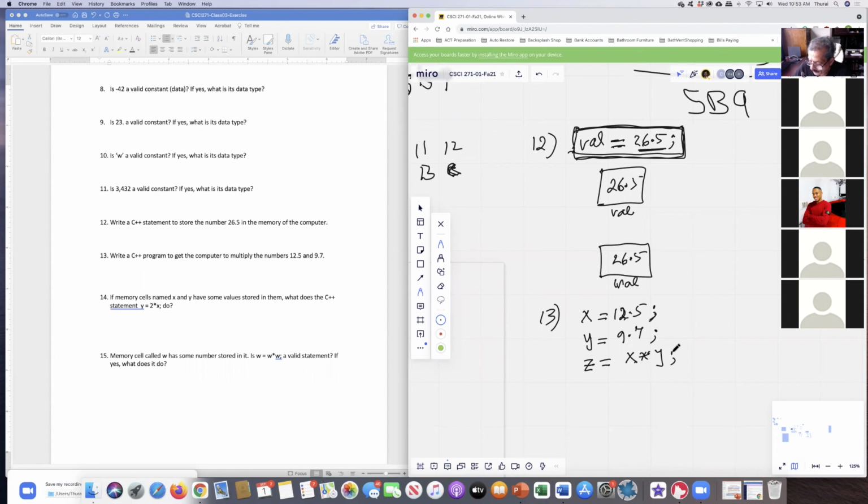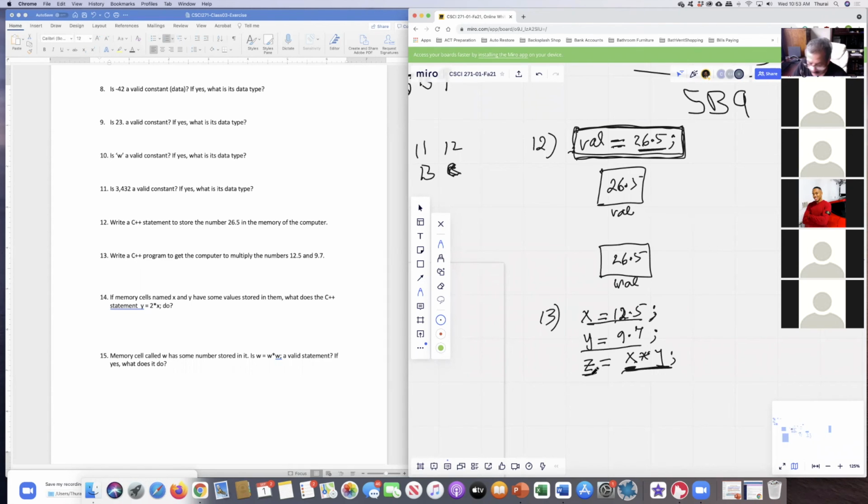So remember, you cannot write 12.5 times 9.7 directly. You have to store the 12.5 in a memory, the 9.7 in a memory, then write multiply X and Y, put the answer in Z. And then now all you need to say is, tell me the value of Z.